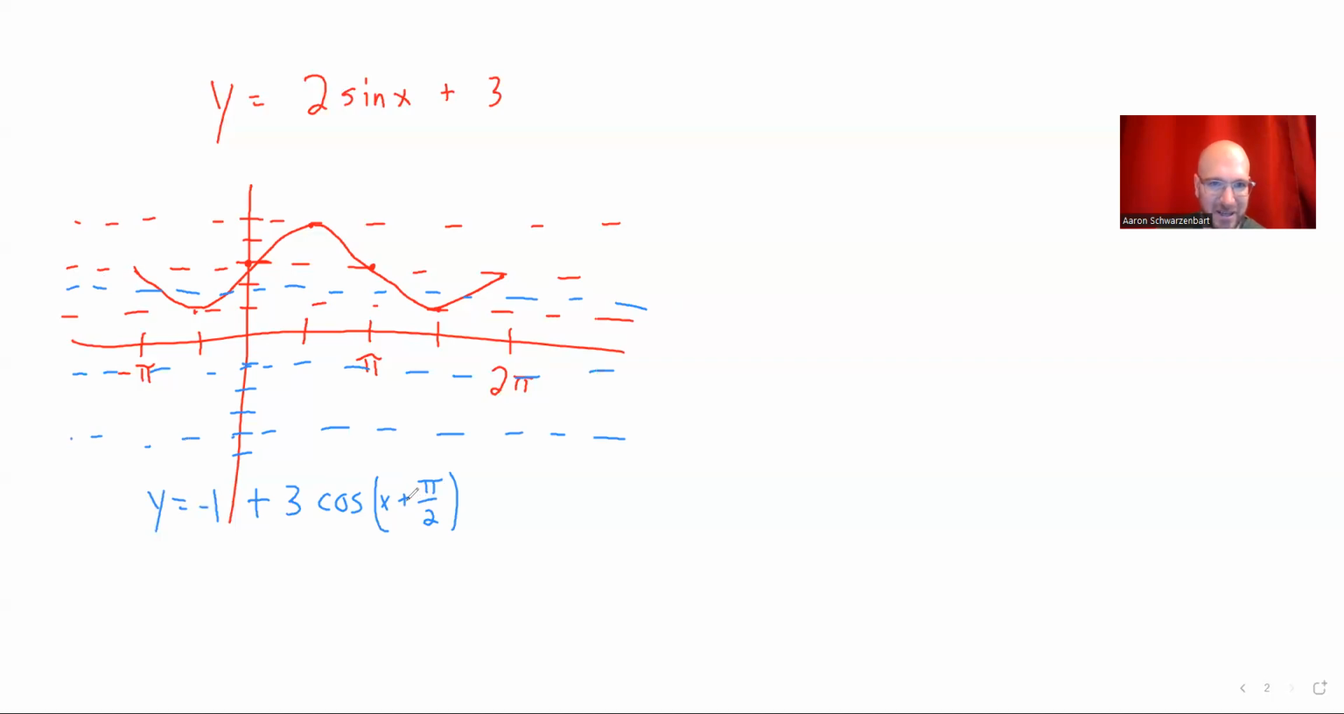And I also have a shift. So I did my midline, then I dealt with my amplitude. Now I'm going to deal with my horizontal shift. Eventually we'll add period and then deal with that before the horizontal shift means I'm here. And this is a cosine. Cosine starts in the up position.